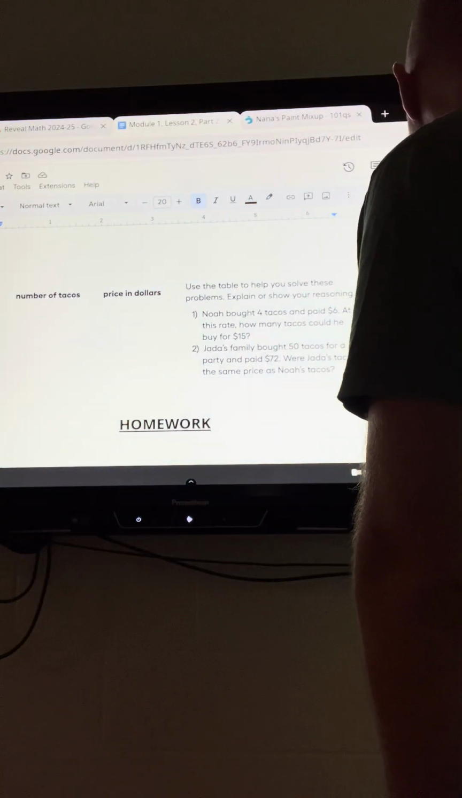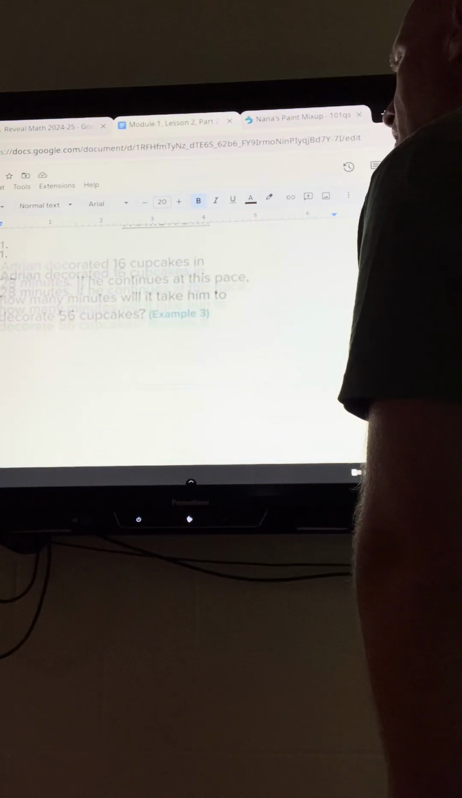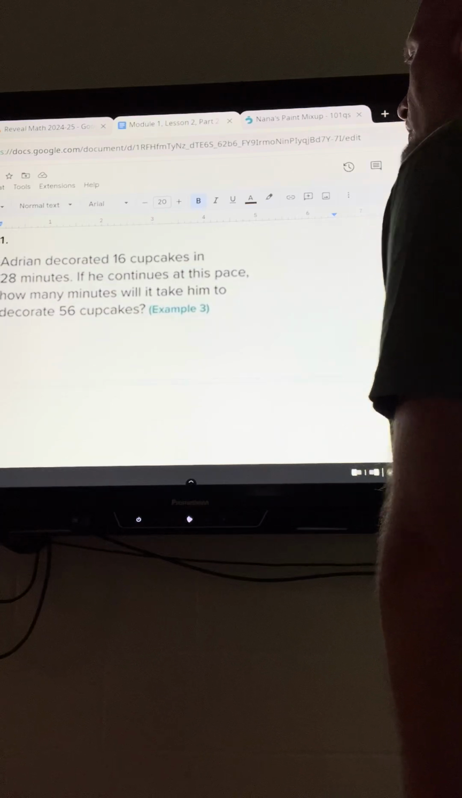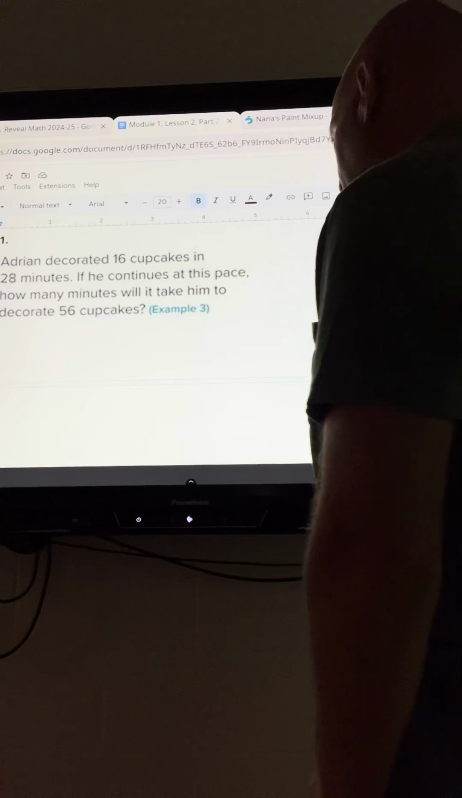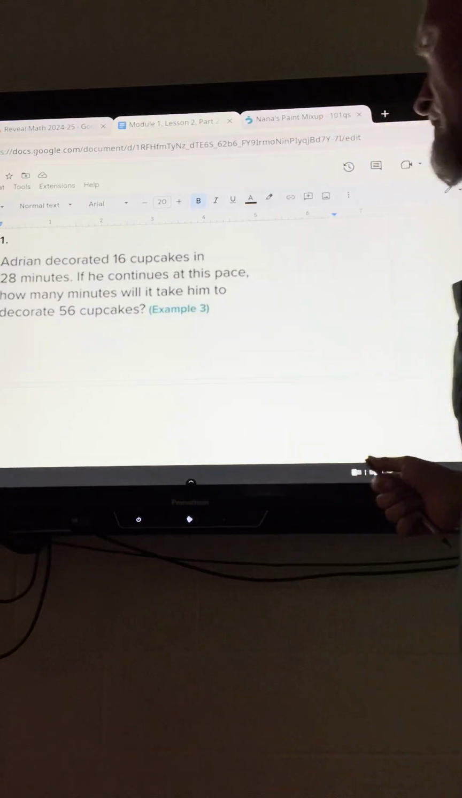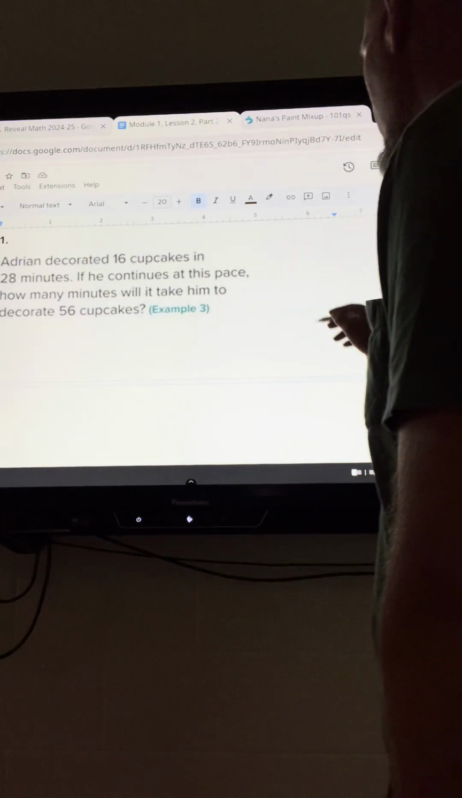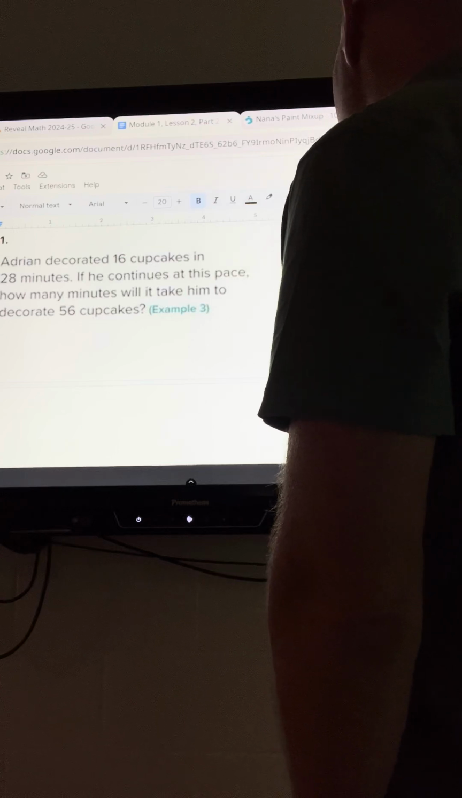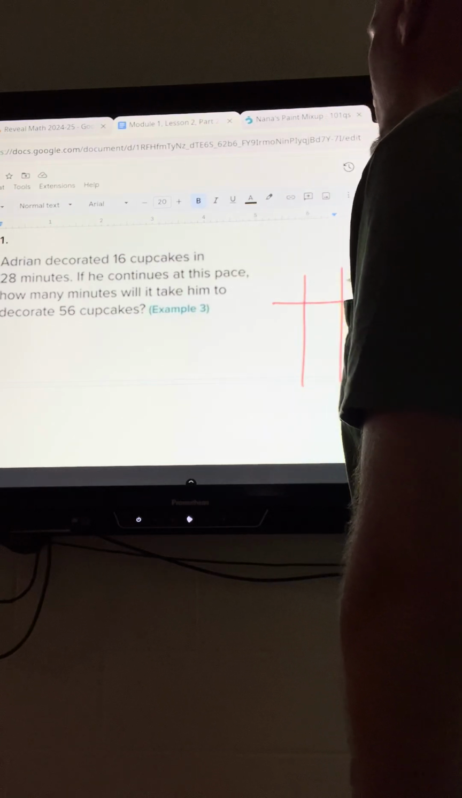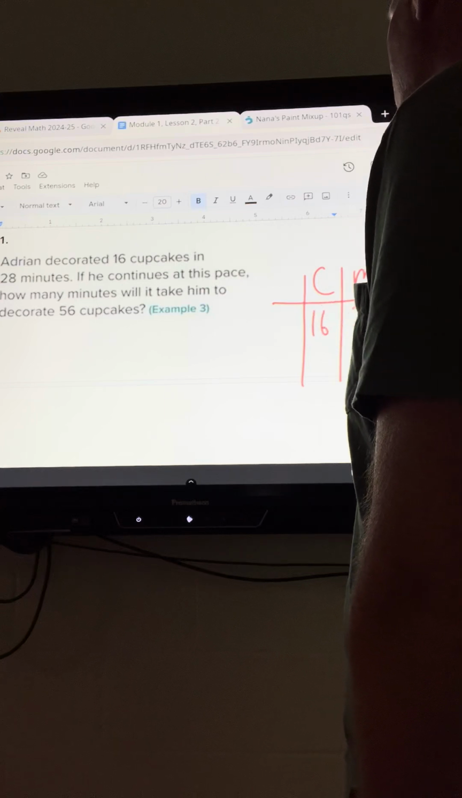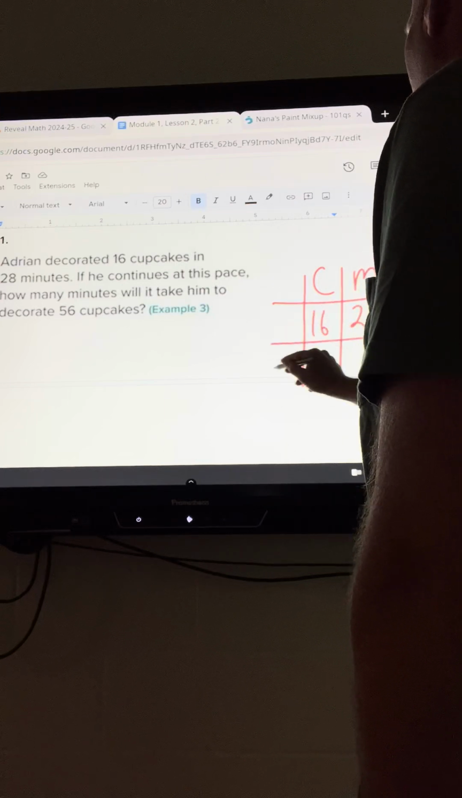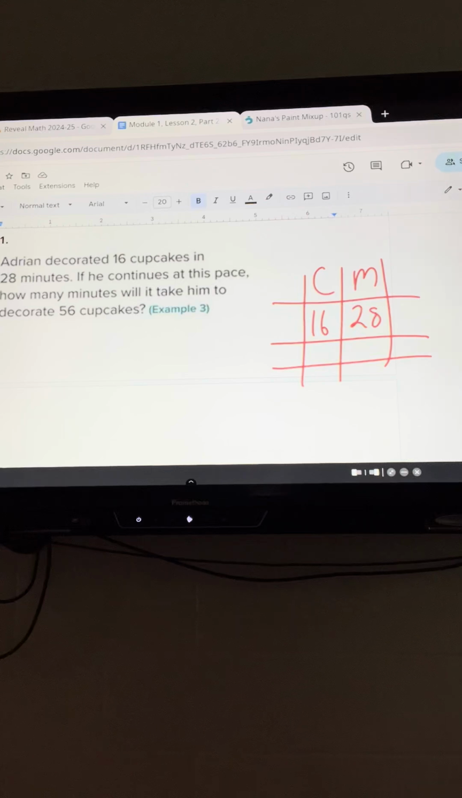So now let's look at the homework. First problem, Adrian decorated 16 cupcakes in 28 minutes. If he continues at this pace, how many minutes will it take him to decorate 56 cupcakes? So, for this one, we want to have cupcakes and we want to have minutes. And it says 16 cupcakes in 28 minutes. We want to figure out how many minutes it will take him to decorate 56 cupcakes.